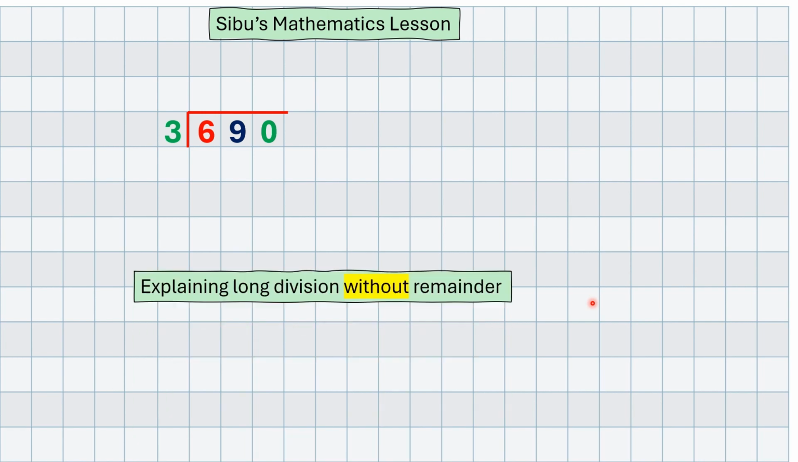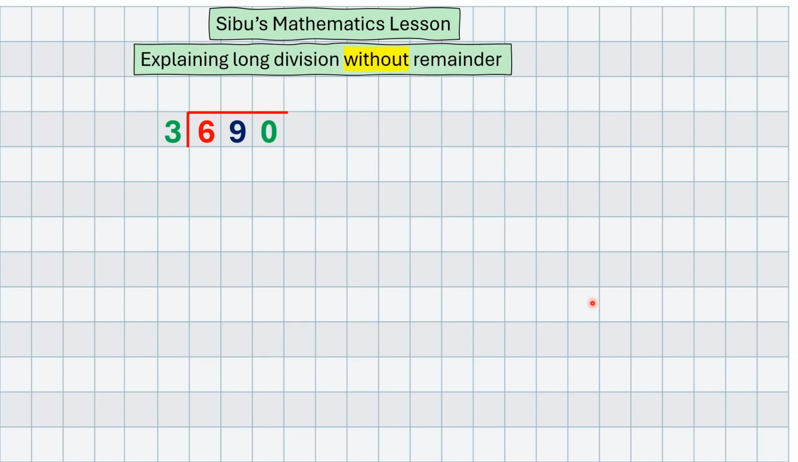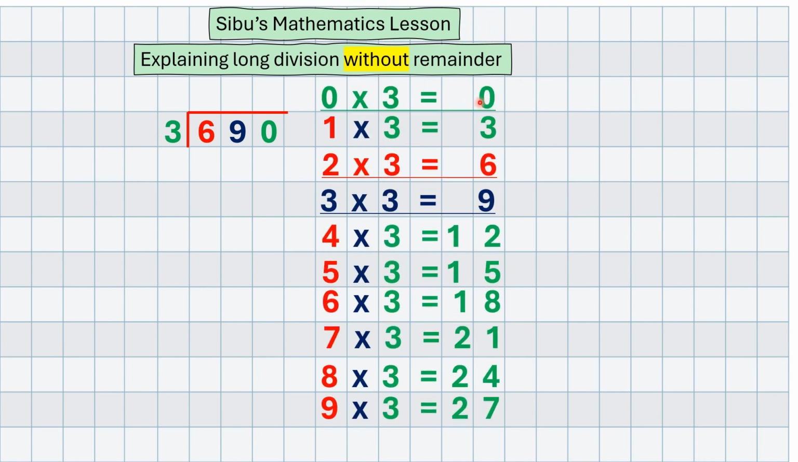We're doing long division, so this time around we do long division without remainder. If you are not comfortable with your times tables, we're going to write it out. The 3 times table, why? Because we're dividing by 3. So, write the table out from 0 times 3 up to 9 times 3. Now, let's go to the hundredth figure, the 6.